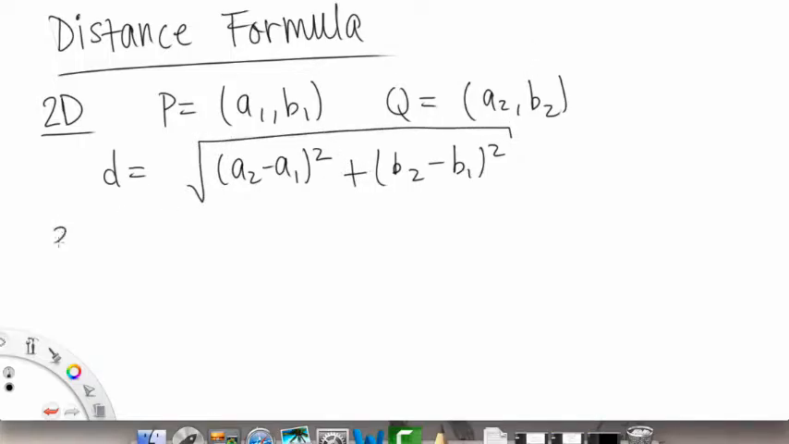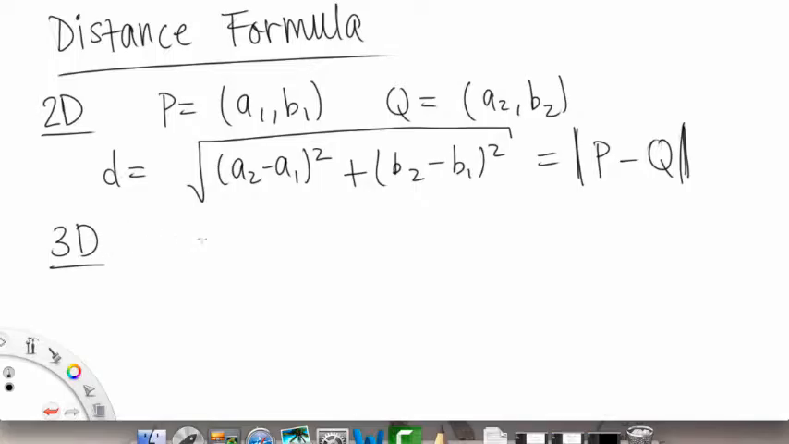Okay? And now I'll show you the 3-dimensional case, which you might or might not have seen already. This distance is basically the difference between P and Q, the value you get when you subtract the points.